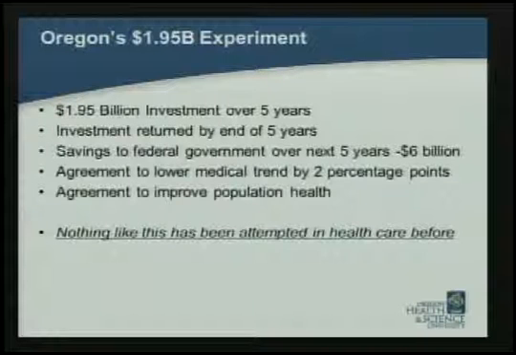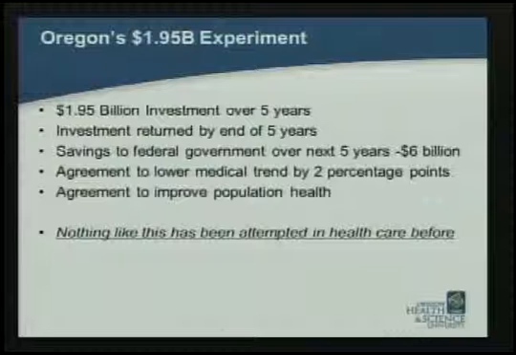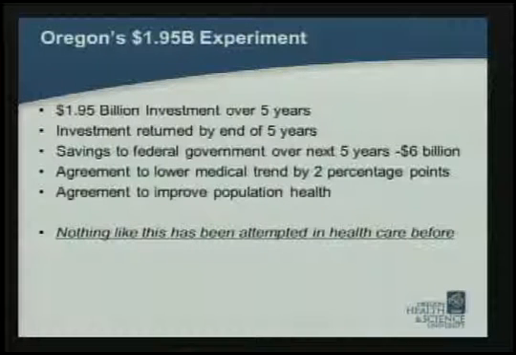And so this scale of this, I want to give a little bit of weight to it. So the federal government's invested almost $2 billion over the course of the next 5 years, and the state of Oregon has said we're going to be able to return your investment by that, because of all the savings that we are going to be able to generate from our healthcare system. And then we also further agreed that we're going to lower the medical trend by 2 percentage points.